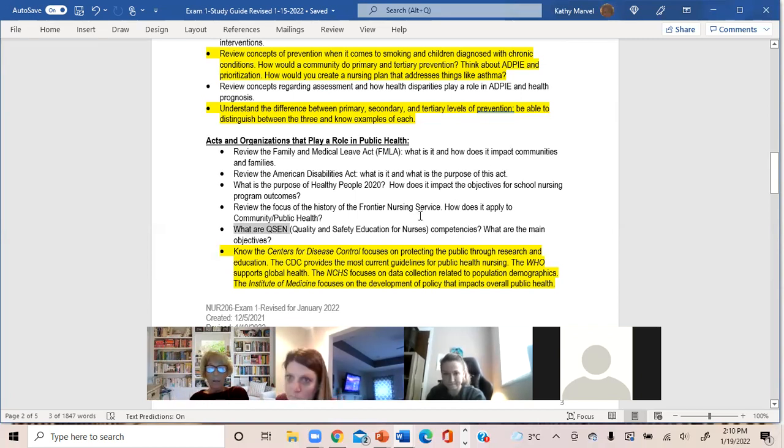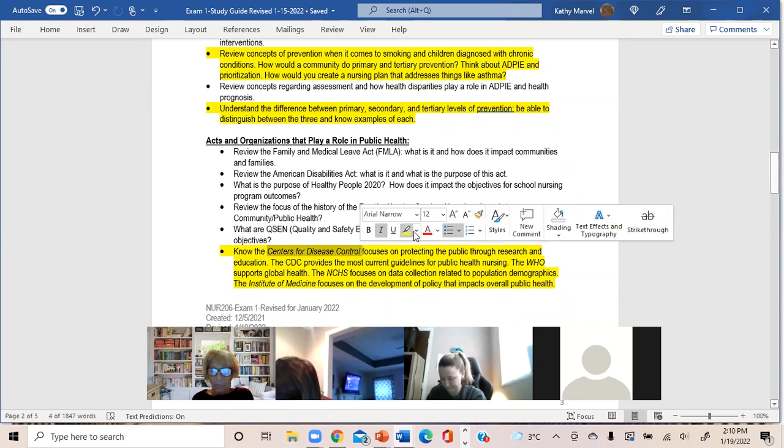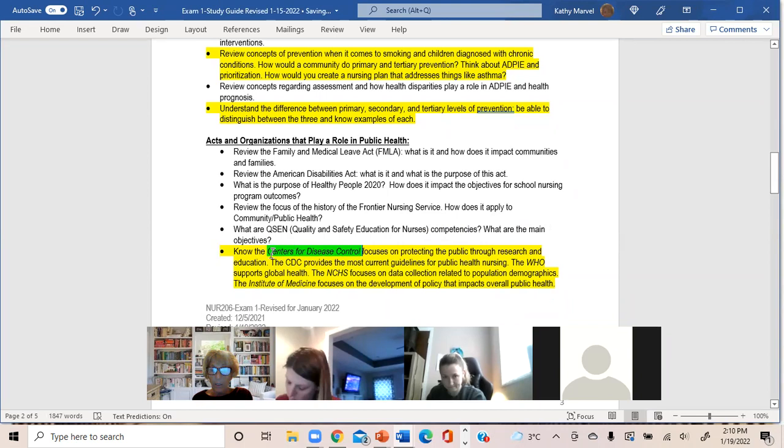And then I highlighted this here because this is four different organizations that play a key role in public health. Know the CDC, right? So you're going to have to go back to your PowerPoint or your book and find out what each of these does. Know CDC. Well, it says it right here. Focuses on protecting public health through research and education.